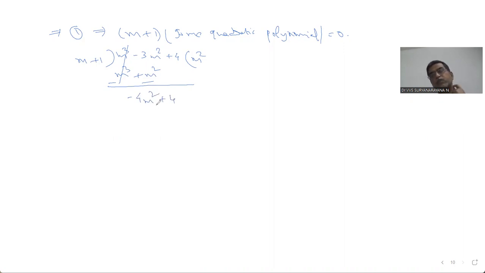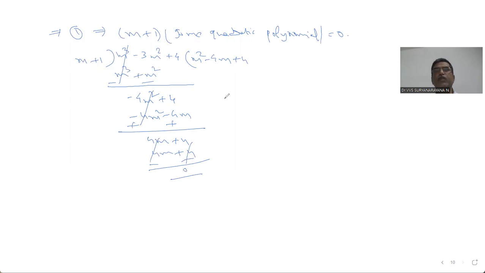Now to get minus 4m square, we have to multiply m with minus 4m. So m plus 1 into minus 4m gives minus 4m square, 1 into minus 4m, minus 4m. So if we subtract, this will become plus, this will become plus, this will be cancelled. 4m plus 4 will be there. Now to get 4m, we have to multiply m with 4. So we will get m plus 1 into 4, 4m plus 4. If we subtract, we will get 0. So this is the other quadratic polynomial.